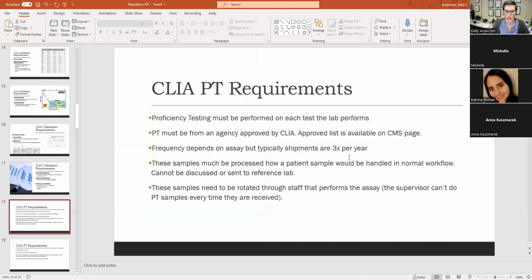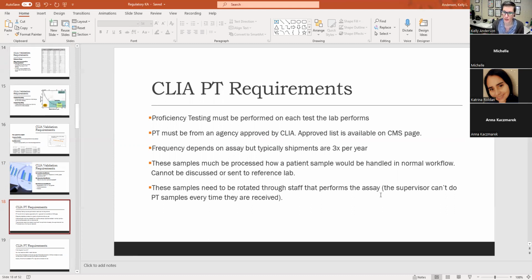Okay, so now on to PT requirements. So this is proficiency testing. It must be performed on each test that the lab performs. And the PT must be from an agency that is approved by CLIA. And there is a list of all the approved agencies on the CMS page. CAP is the most popular one. So you'll hear that a lot, like, oh, we got a CAP survey for this.